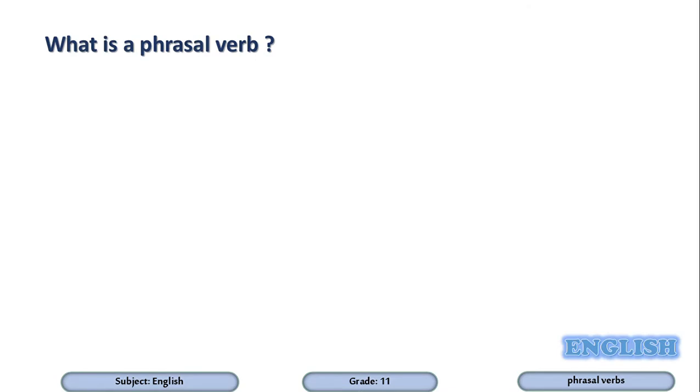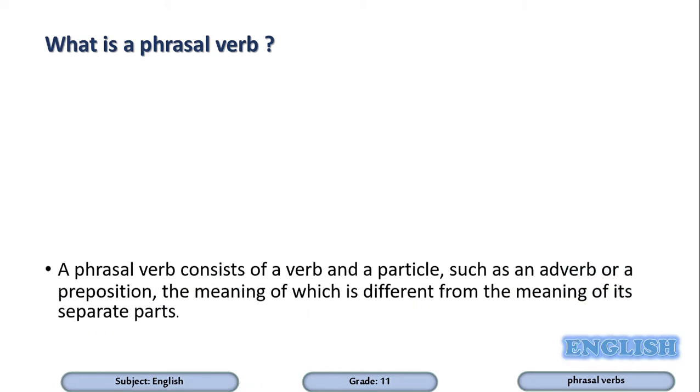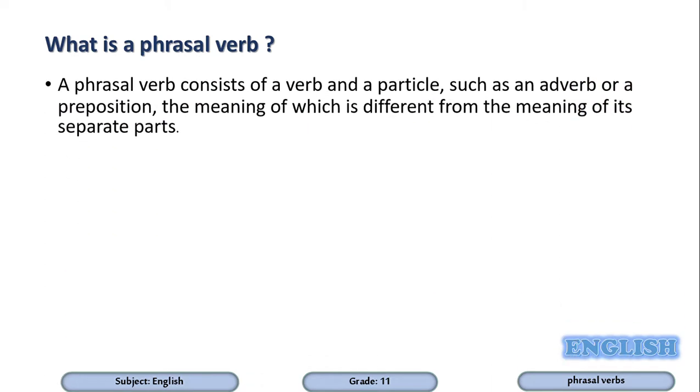First, let me ask you a question. Have you got any idea about what a phrasal verb is? A phrasal verb consists of a verb and a particle, such as an adverb or a preposition, the meaning of which is different from the meaning of its separate parts.